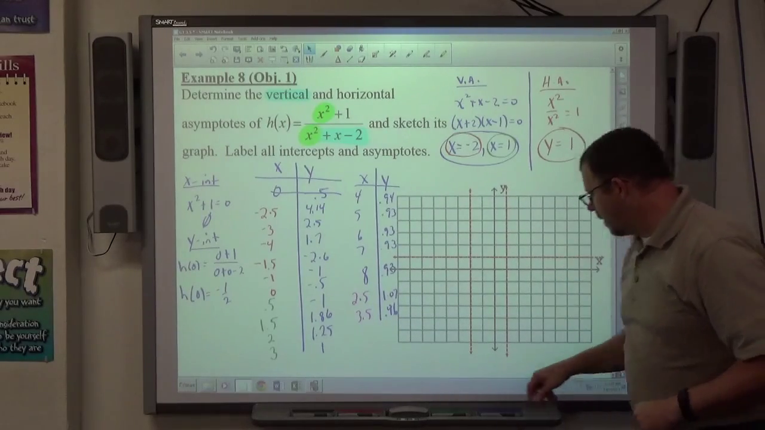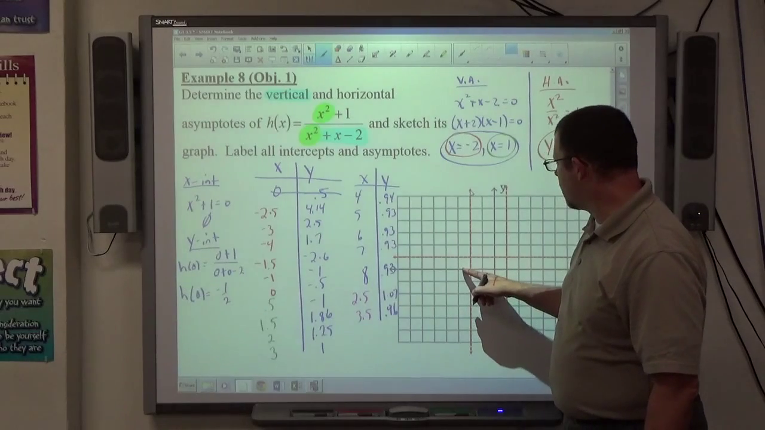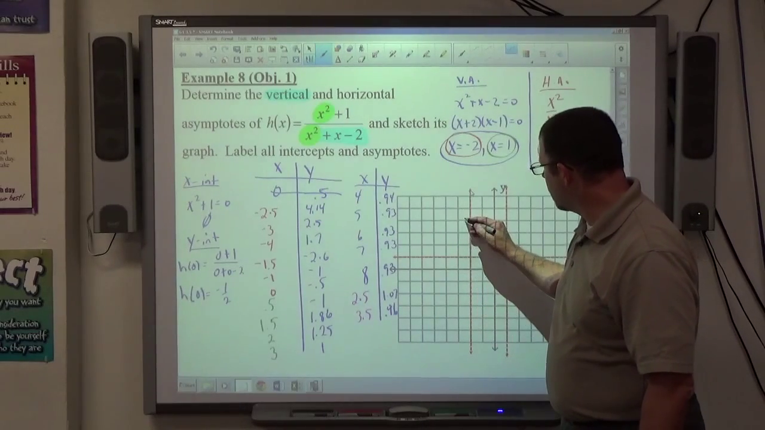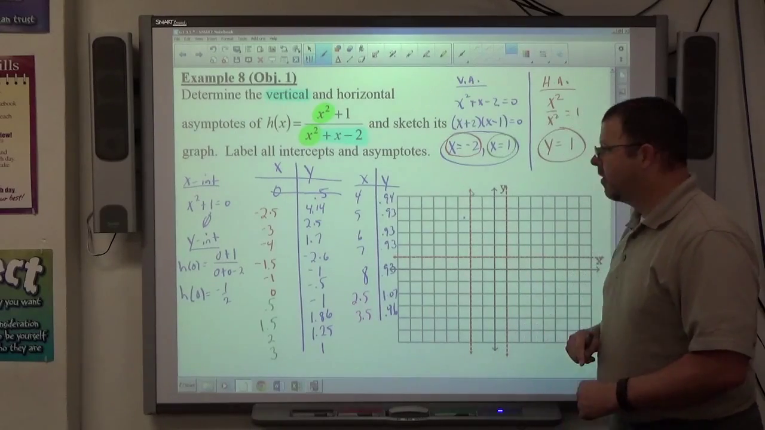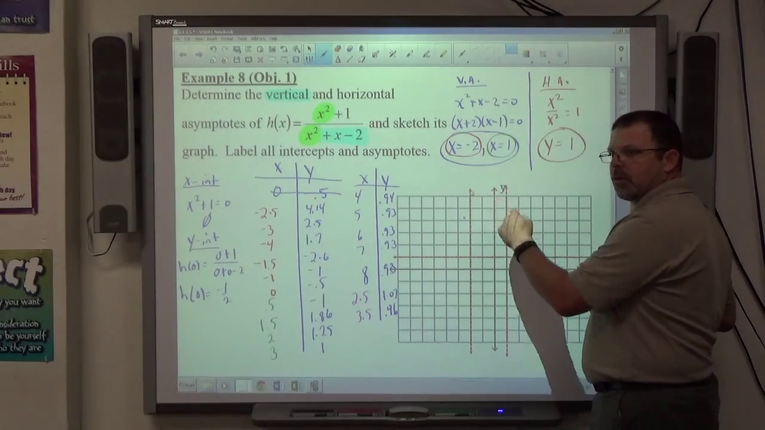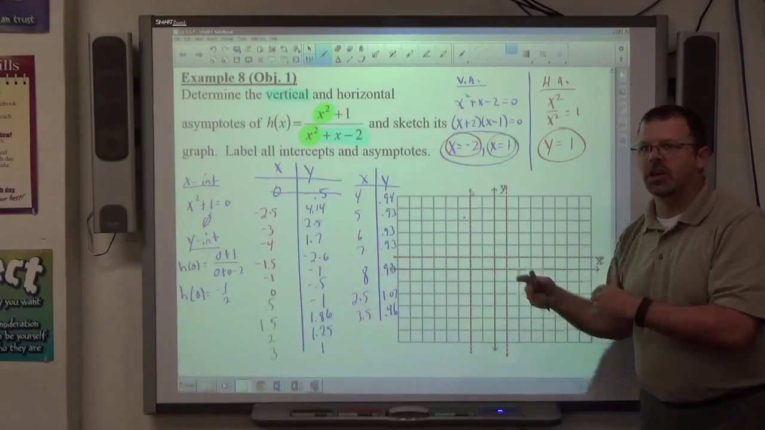Here we go. All right. Then I start plotting my points. I've got -2.5, 4.14, and 1, 2, 3, 4.14. Be careful when there are vertical and horizontal asymptotes around that your x and y axes are both labeled. You count from the axes when you're plotting points. I've seen people count off the asymptotes instead of off the axes.